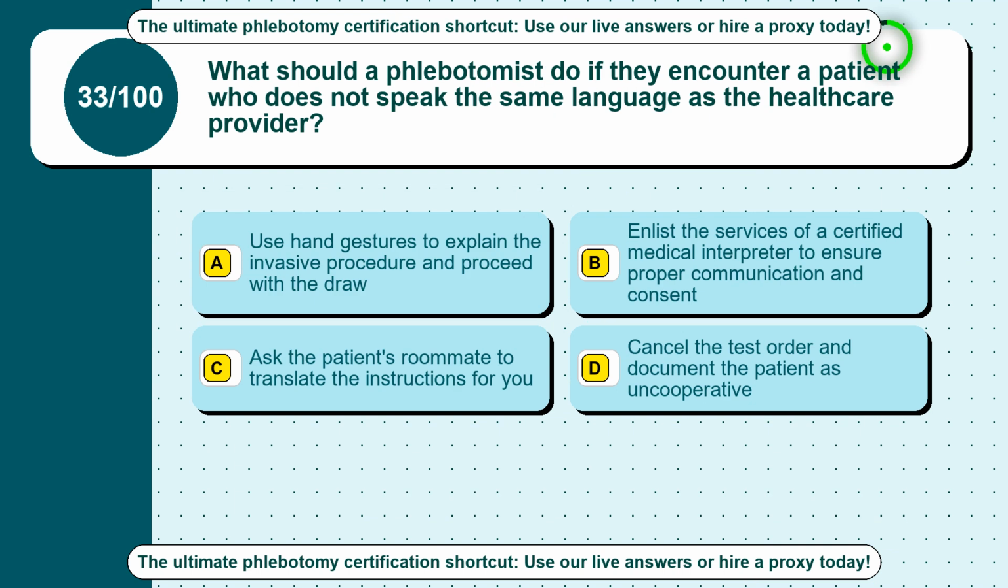Question 33. What should a phlebotomist do if they encounter a patient who does not speak the same language as the healthcare provider? Option A, use hand gestures to explain the invasive procedure and proceed with the draw. Option B, enlist the services of a certified medical interpreter to ensure proper communication and consent. Option C, ask the patient's roommate to translate the instructions for you. Option D, cancel the test order and document the patient as uncooperative.